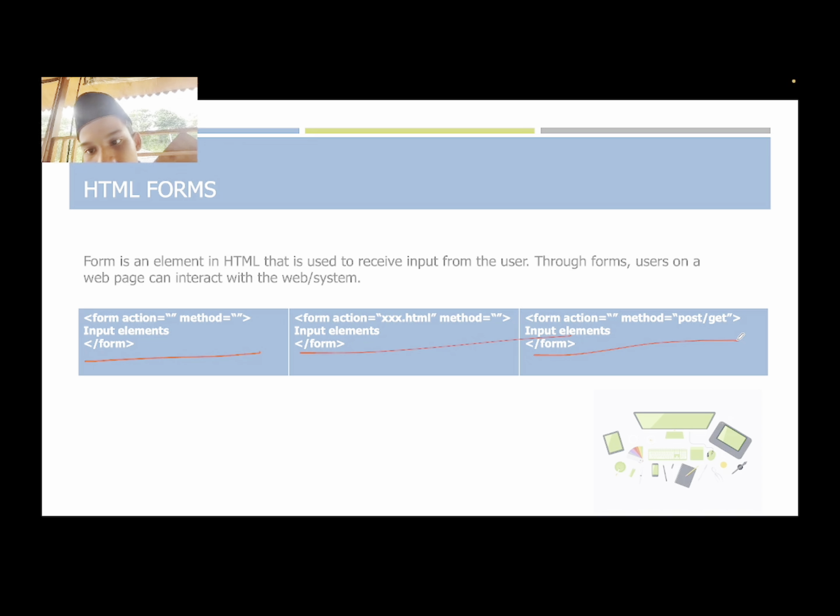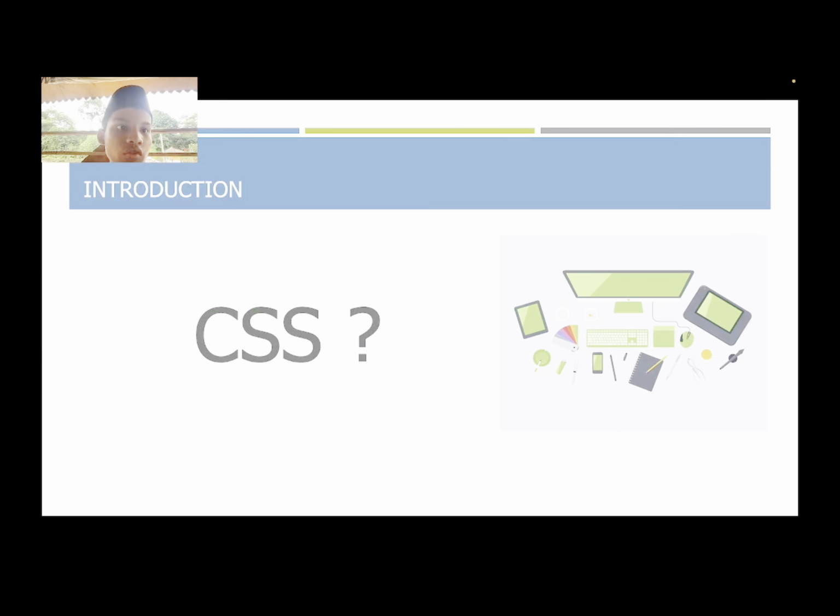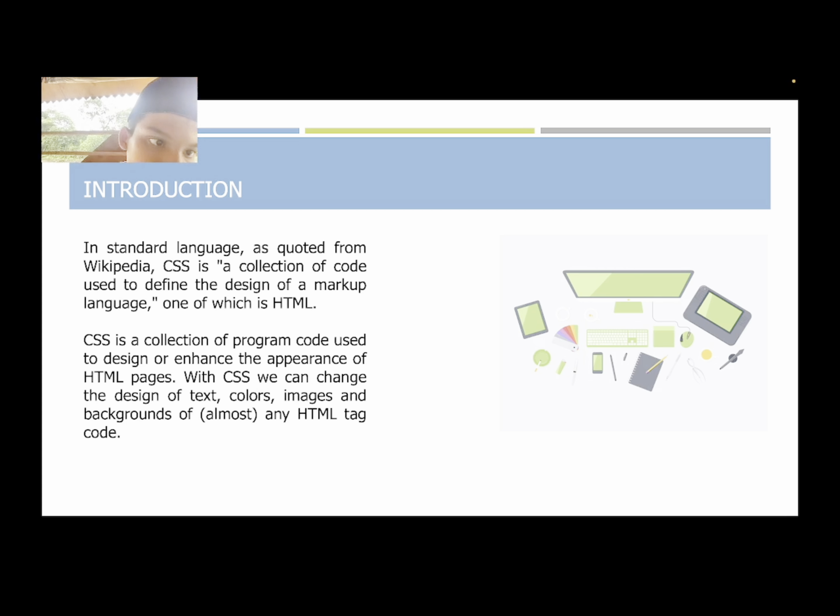Yes, we go to CSS. Next, we move to CSS. What does CSS mean? In standard language, as a quote from Wikipedia, CSS is a collection of code used to define the design of a markup language, one of which is HTML. CSS is a collection of program code used to design or enhance the appearance of an HTML page. With CSS, we can enhance the design of text, colors, images, and background of almost any HTML tag.